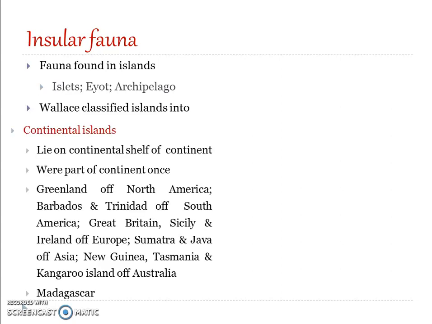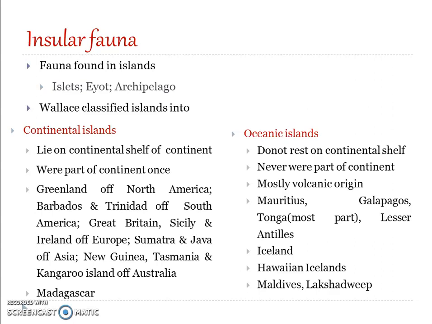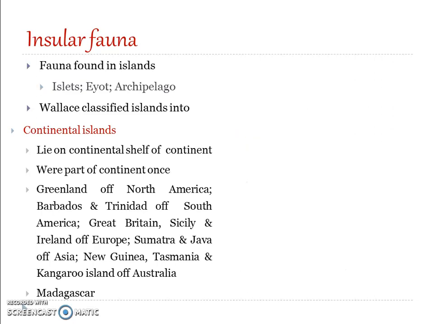The first one was known as continental islands, and the second one, the oceanic islands. Continental islands are the islands which lie on the continental shelf of a continent. Such continental islands were a part of the continent at one time in the past.